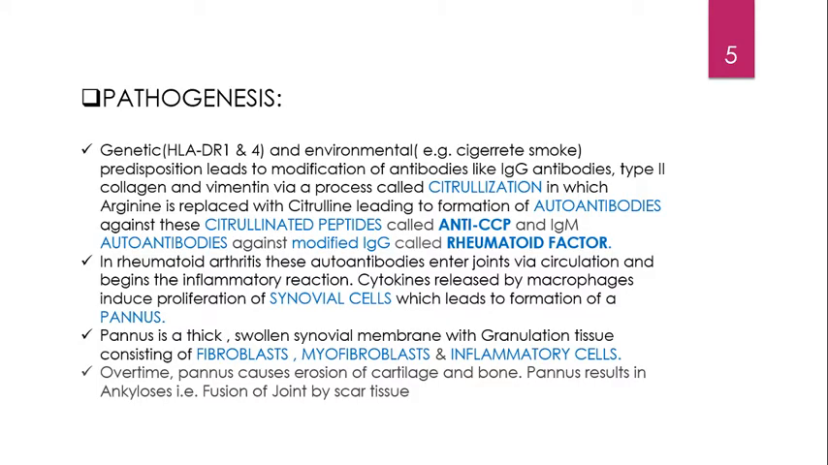Let's move on to its pathogenesis. It is basically due to genetic and environmental predisposition for rheumatoid arthritis, in which there is modification of IgG antibodies and modification of type 2 collagen and vimentin. These collagen and vimentin are citrullinated, that is, arginine peptide is replaced with citrulline peptide, called citrullination. These citrullinated peptides are not recognized by our bodies, so this obviously leads to autoantibody formation called anti-CCP. And those modified IgG also induce autoantibody formation, which are IgM type, called rheumatoid factor.